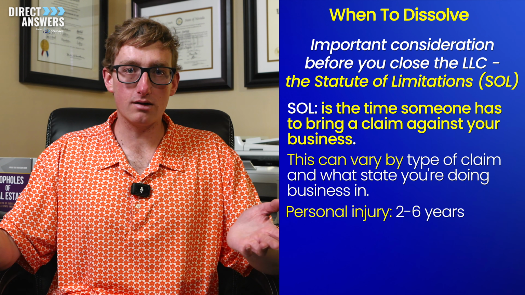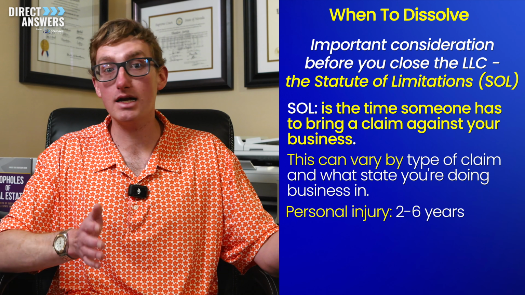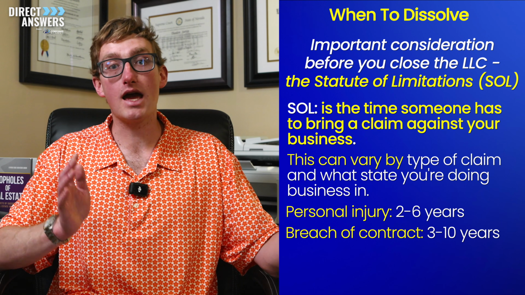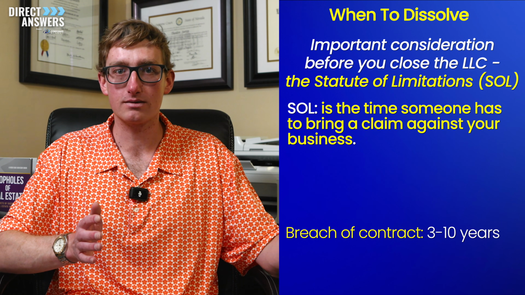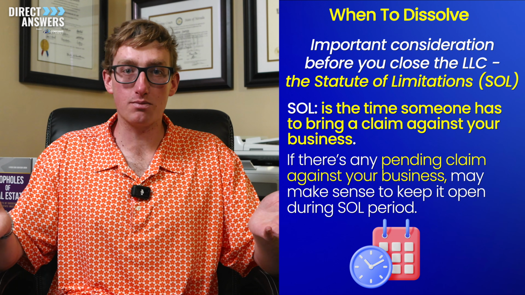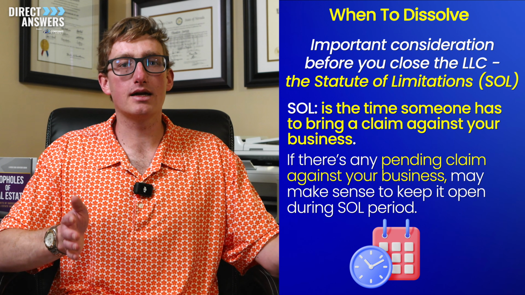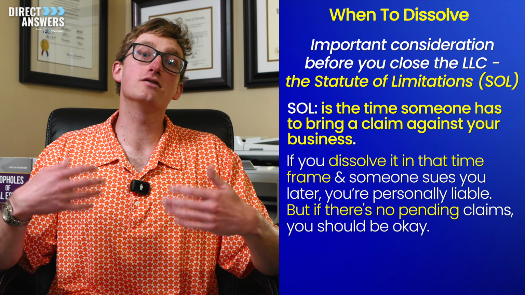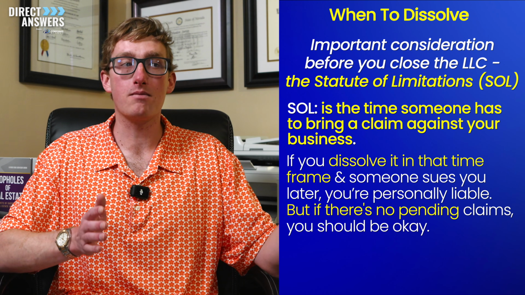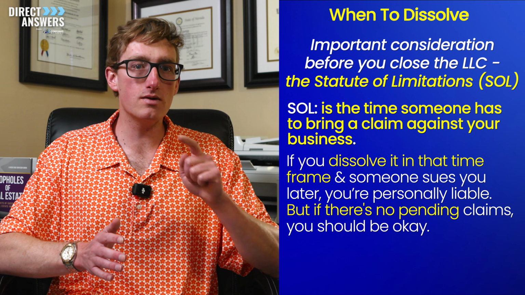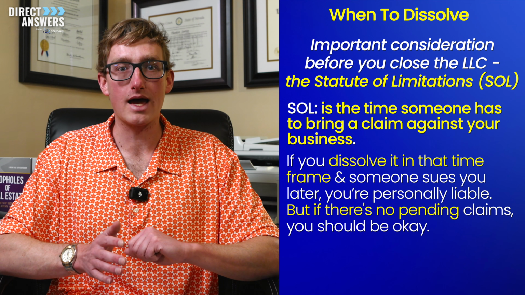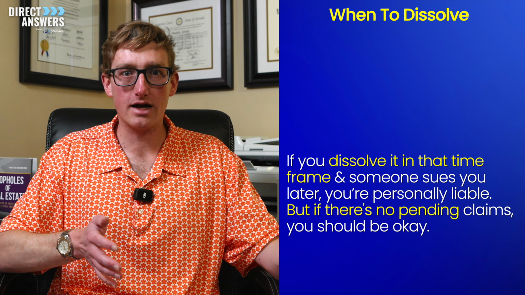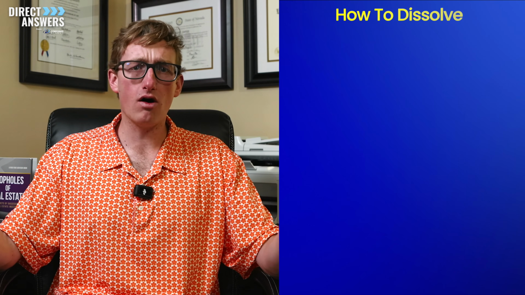For personal injury claims, the statute of limitations can be anywhere between 2 and 6 years. And for breach of contract claims, they can be anywhere between 3 and 10 years. And if there's any pending claim against your business out there, then it may make sense to keep your business open during the statute of limitations period. Because if you dissolve your LLC in that time frame and somebody sues you later, then you as an individual are on the hook for all that liability. So if there are no pending claims against your business and you don't have to worry about the statute of limitations, how exactly do you dissolve an LLC?